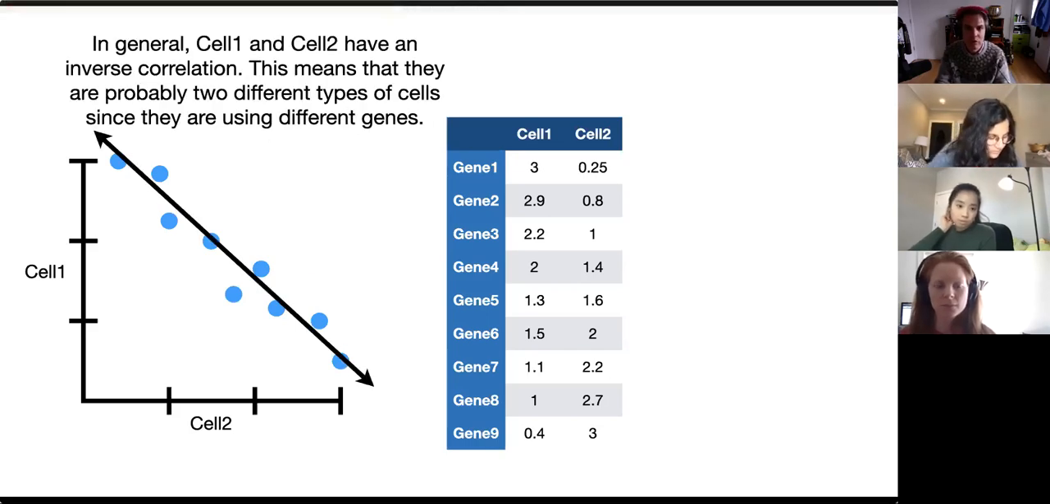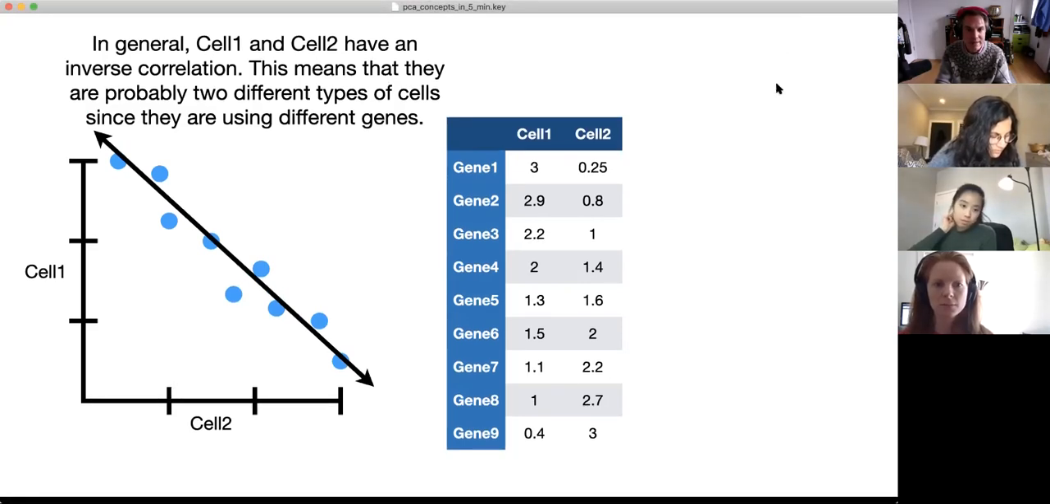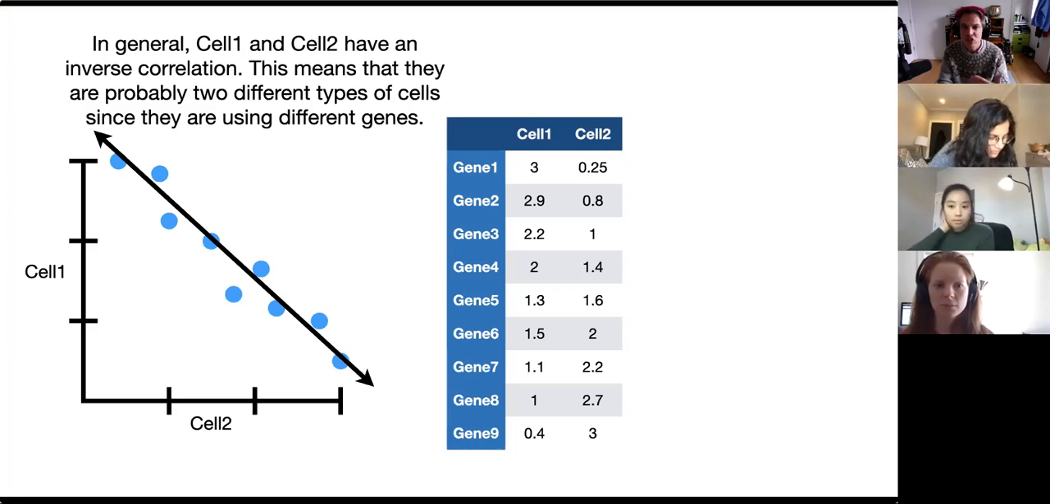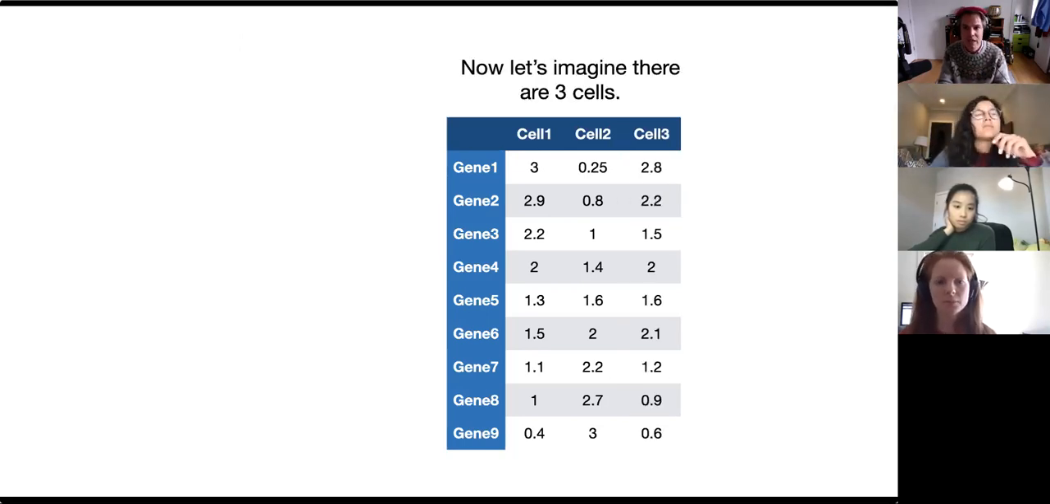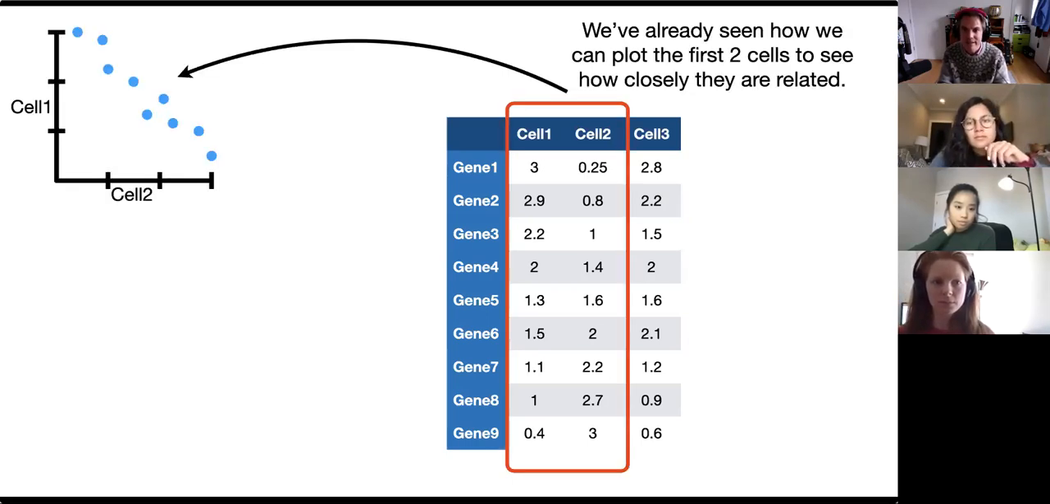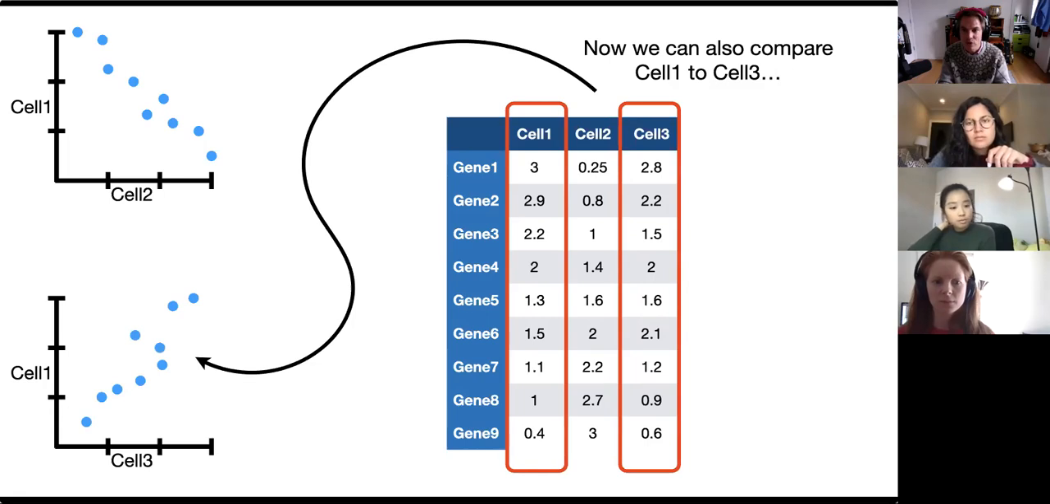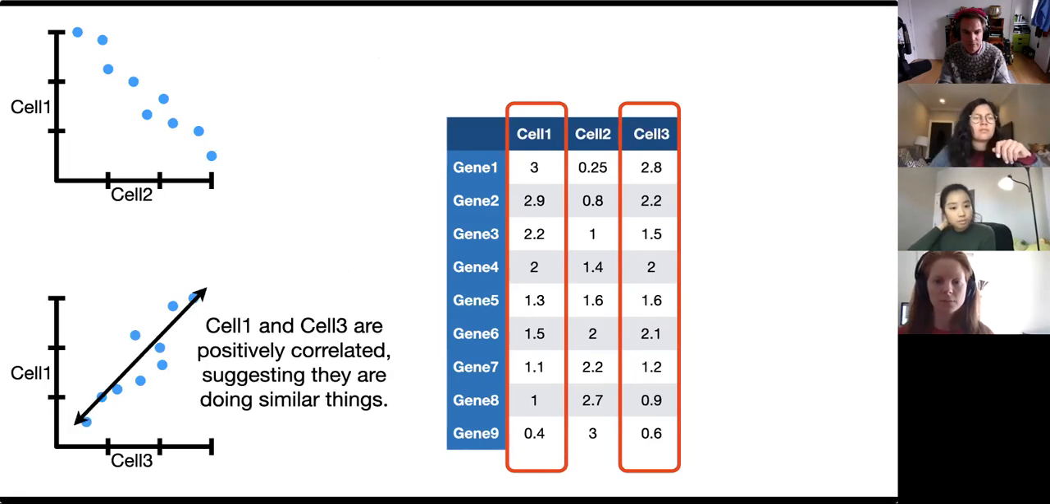In general, cell 1 and cell 2 have an inverse correlation. That means that they are probably 2 different types of cells, since they are using different genes differently. Now imagine there are 3 cells. We've already seen how we can plot the first 2 cells and see how closely they are related. Now we can compare cell 1 to cell 3. And we see that cell 1 and cell 3 are positively correlated, suggesting they are doing similar things.